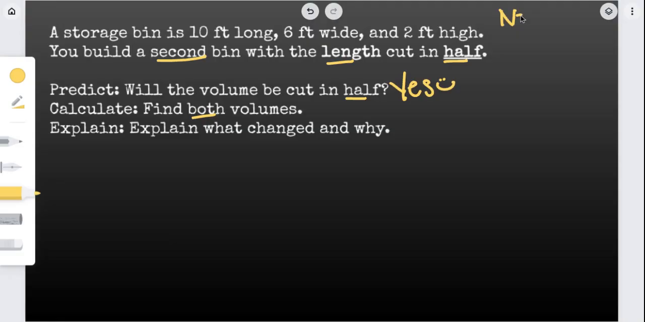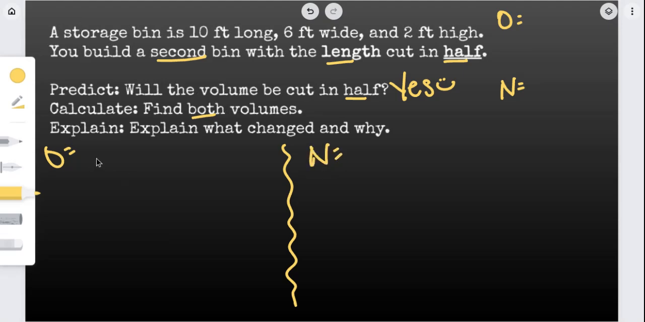So I'll set this up for my new volume and then I got it backwards. Let me start over. Let me label this my original volume and then my new volume. Okay, set up my workspace for my original and new. So for my original, I'll start with my formula, length times width times height. And we remember a formula is like a recipe. It's like the ingredients that you need to solve for volume.